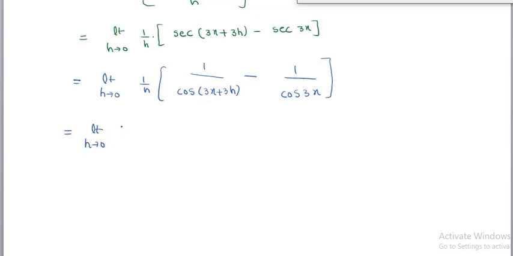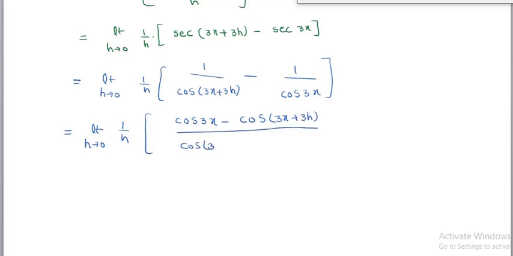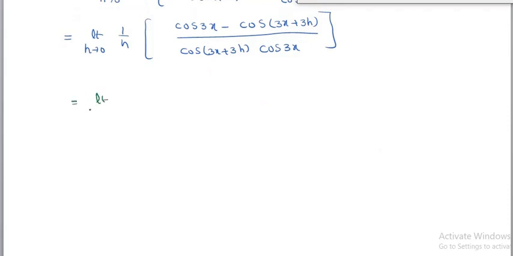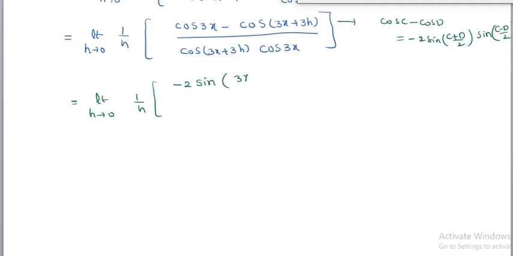Limit h tends to 0, 1/h, cross multiplication: [cos 3x - cos(3x+3h)] by [cos(3x+3h) cos 3x]. Limit h tends to 0, 1/h, cos C minus cos D formula: minus 2 sin((C+D)/2) sin((C-D)/2). That is minus 2 sin((3x+3h+3x)/2) sin((3x+3h-3x)/2).